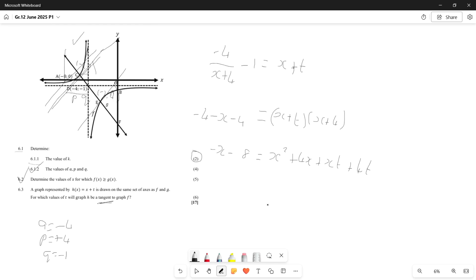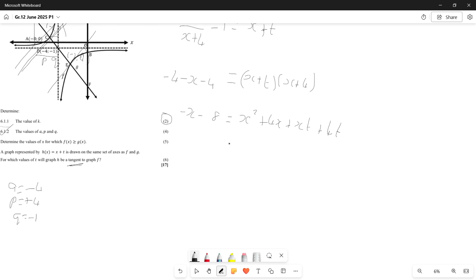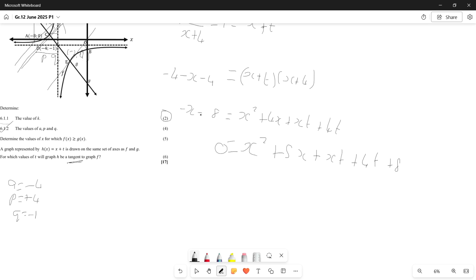So at this stage, we want to take everything over to one side. So we're going to take it over to the right where our x squared is positive. So we have x squared here plus 4x, and then minus x, we take that over, it becomes positive 5x. We're going to have plus xt, we're going to have plus 4t, and then we're going to have plus 8, taking this -8 over, making it positive. So this all equals 0 here.